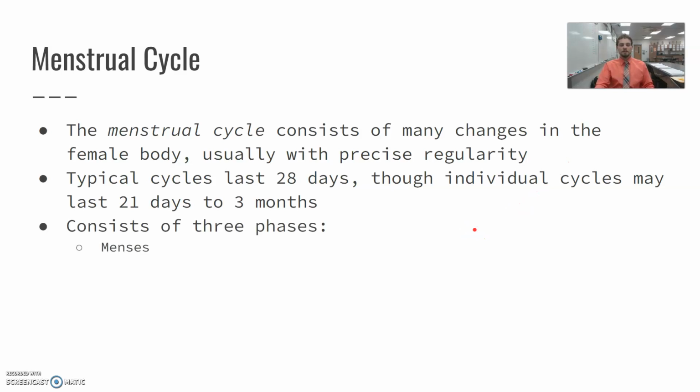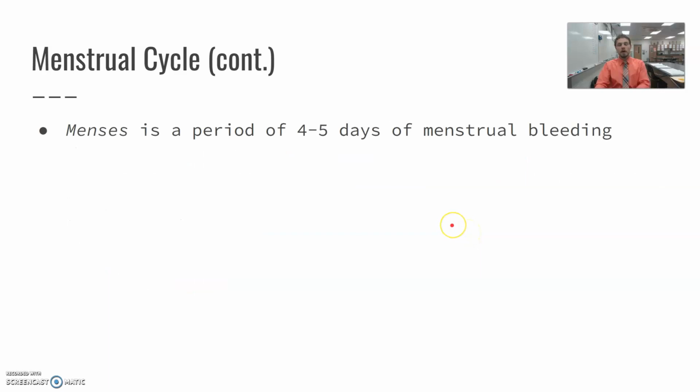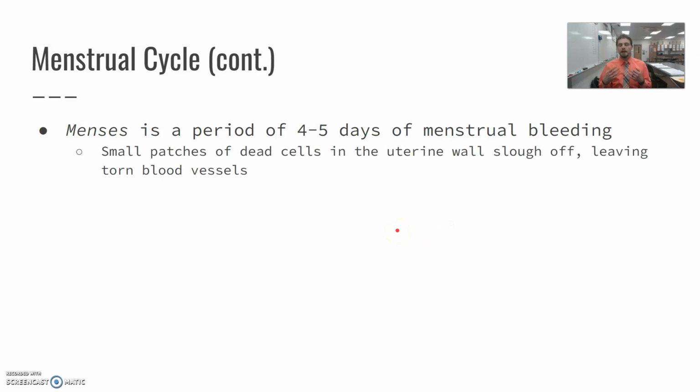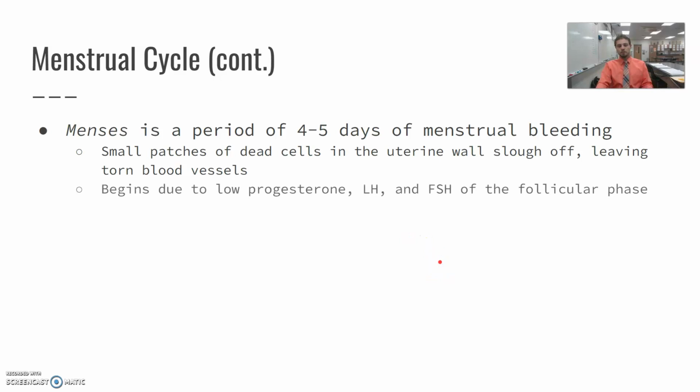The three phases of the menstrual cycle we're going to see start with menses, then we'll move to the proliferative phase, and then to the secretory phase. So menses is going to be about 4 to 5 days of menstrual bleeding. That's where patches of the endometrium are going to be sloughed off. As they are coming off, those patches of dead cells leave torn blood vessels behind that were previously feeding them and causing them to grow and proliferate. And so you lose these cells, they leave torn blood vessels, and that's where you get this menstrual bleeding.